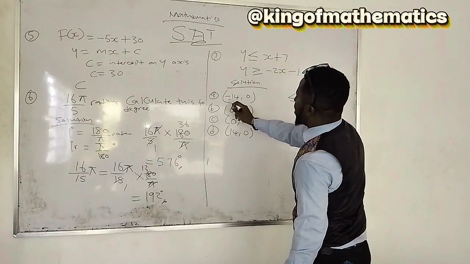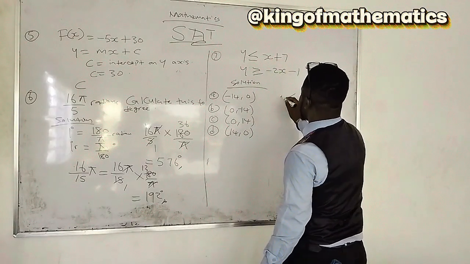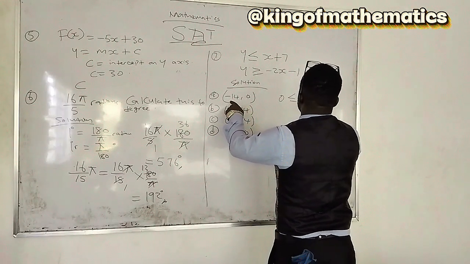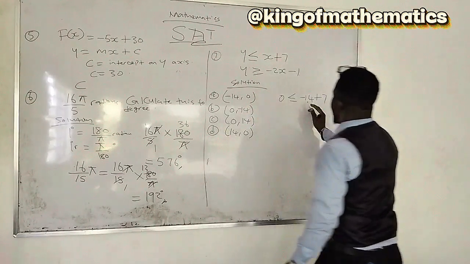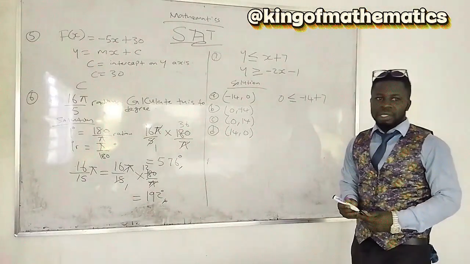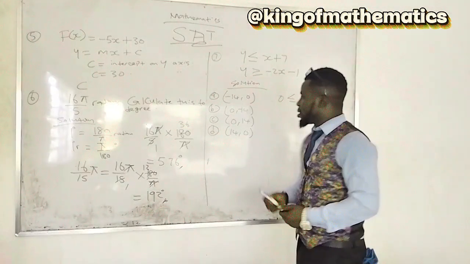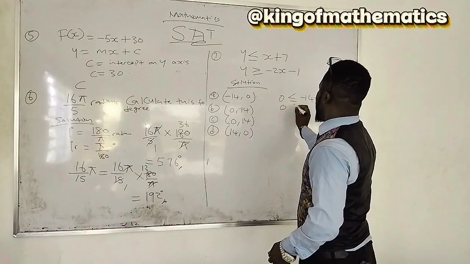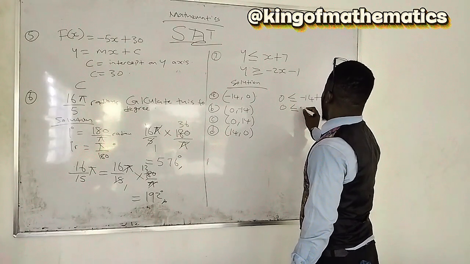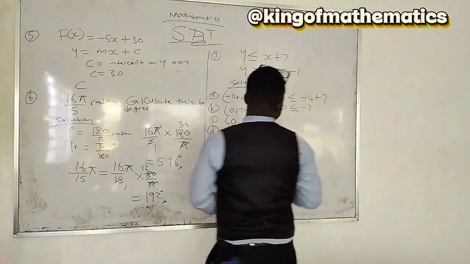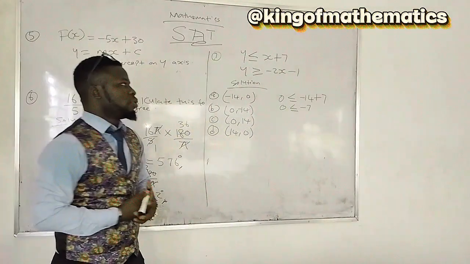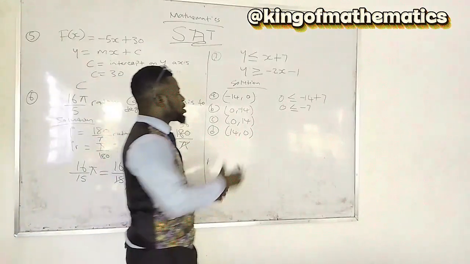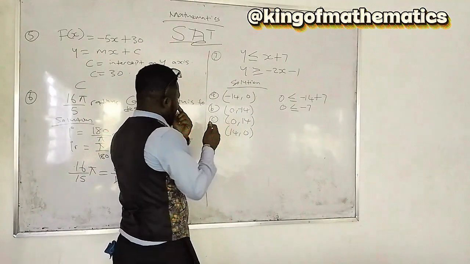By the time you use the value for x, this will be 0 less than x, which is minus 14 plus 7. Minus 14 plus 7 will give us what? Yes? We are checking out the first answer. So 0 less than or equal to what? Minus 7. If you look at it, is 0 actually less than minus 7? No. So this one is out of it. We check the second one.